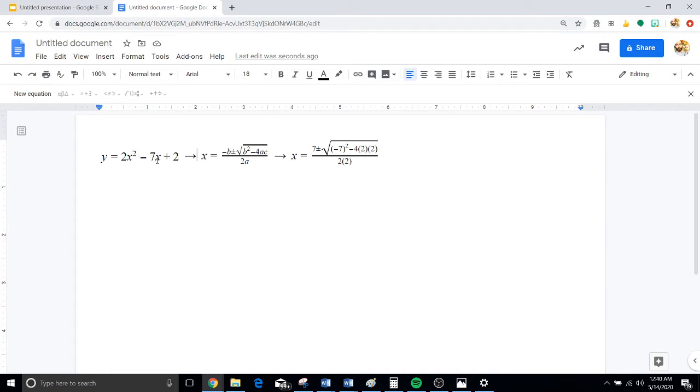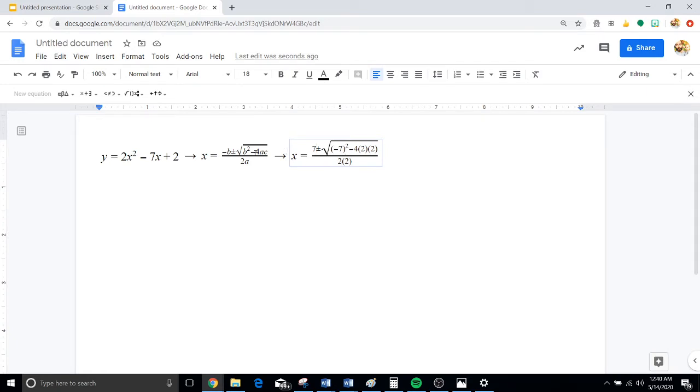So -7 is going to be plugged in for our negative B, and we know that a negative and a negative will cancel out and give us a positive. So we're going to put +7 in that location because negative negative equals positive. All right, we have another b right here. So we're going to plug in -7 into our b term.